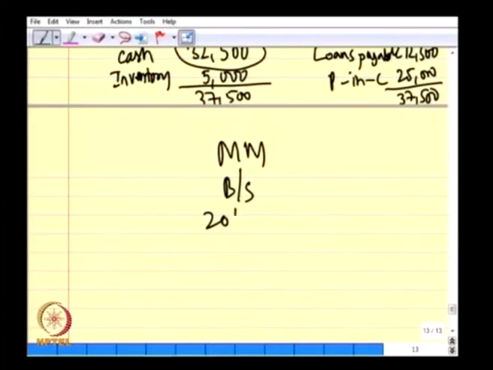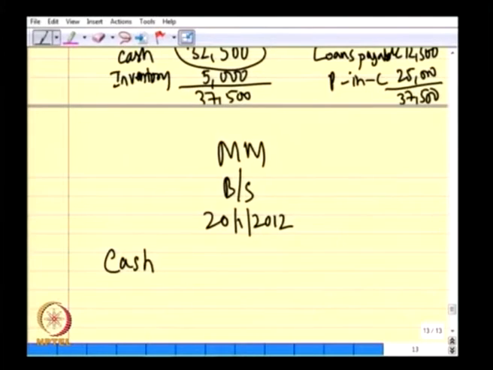This gets a little interesting. I sold merchandise costing 500 for 750 rupees. This is the transaction. How do I record this? Cash increases because I sold something and in return I got cash.